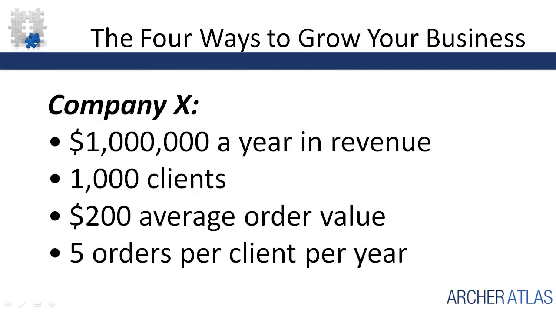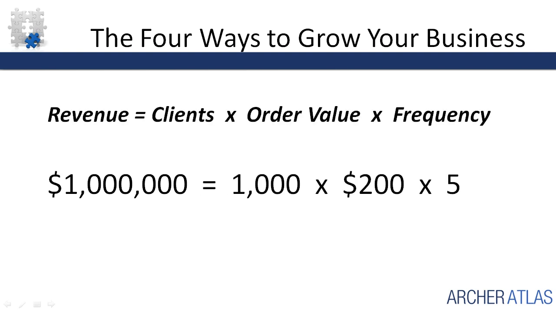Let's take a hypothetical company that's doing $1 million in revenue. And let's say this company reached that $1 million level by selling their goods to 1,000 customers at a price of $200 per transaction and 5 transactions a year on average. You might want to write this down. So we have a company that sells their goods to 1,000 customers, an average of 5 times a year, at an average price of $200 per order, bringing this company $1 million in revenue.